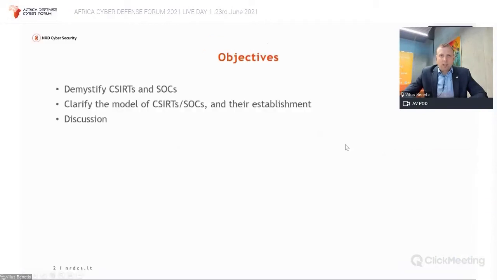So the objective is to demystify CSIRTs and SOCs, because the definitions matter, the words we use matter, and if you Google the definitions, you might get confused. And as well, I'm going to clarify the model of CSIRTs and SOCs and how you should look at them, and hopefully we can have a small discussion at the end of the session.